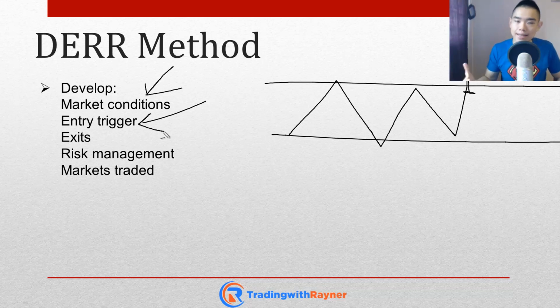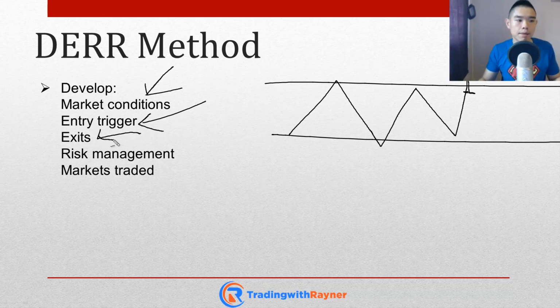Second thing, entry trigger. What is the exact entry trigger you're looking for? Is it just simply a lower close? Or maybe you're looking for a shooting star. Maybe you're looking for a bearish engulfing pattern. Whatever the case is, you want to define the specific entry trigger that you're looking for, and then enter the trade. Are you going to enter at the next candle's open, et cetera?